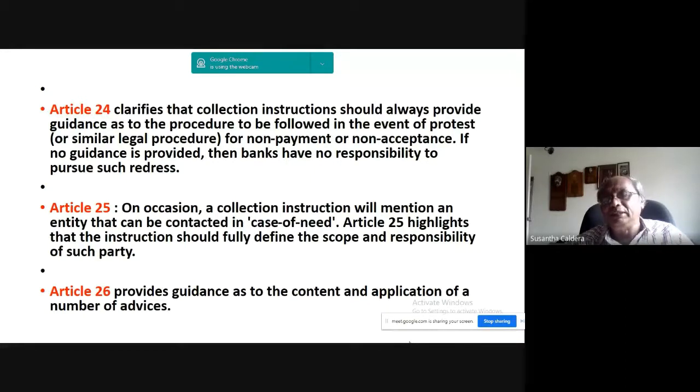When the customer accepts the documents, we keep the accepted draft with us, and then we release the documents and inform the remitting bank accordingly. Then advice of non-payment and non-acceptance, this is what I have mentioned earlier also.